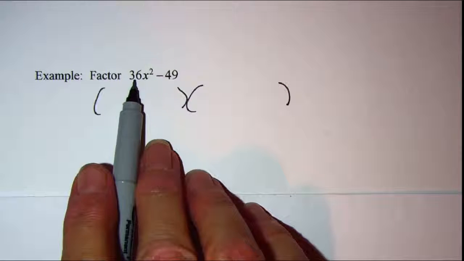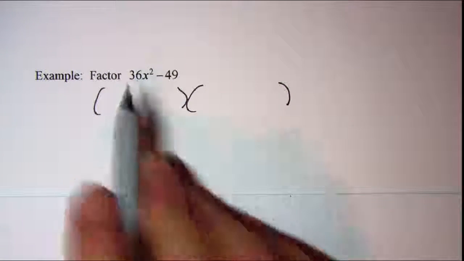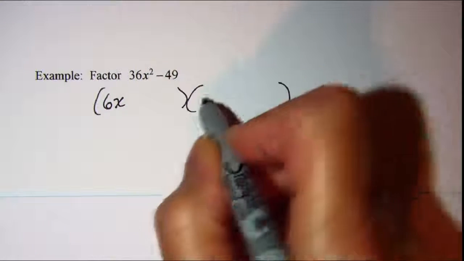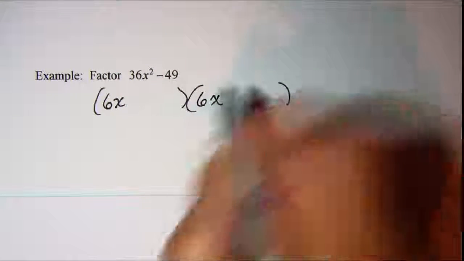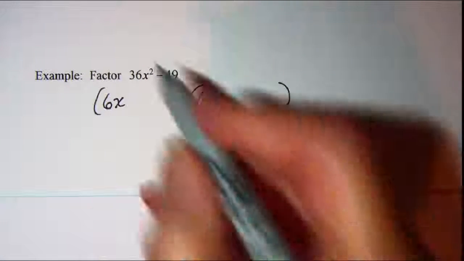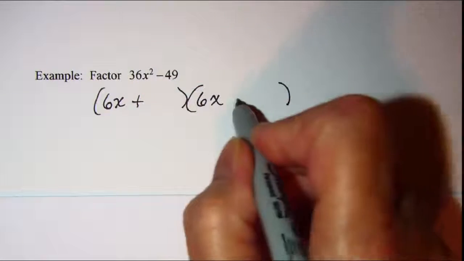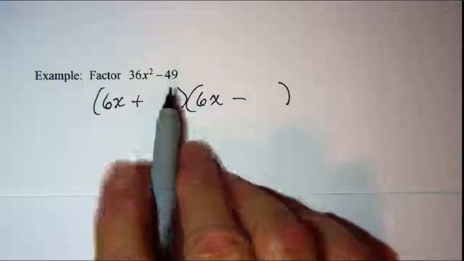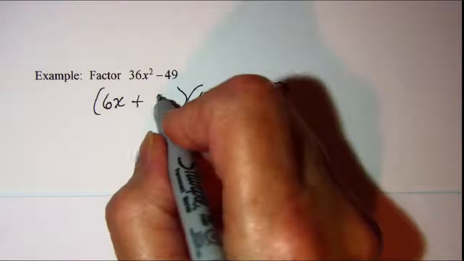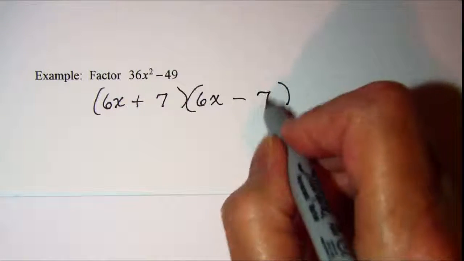The square root of 36x squared is 6x. So I'll write 6x in the first and the second binomial. And then, because of the rule, I'll put a plus in one and a minus in the other. And then the square root of 49 is 7. So 7 in this one and 7 in this one.